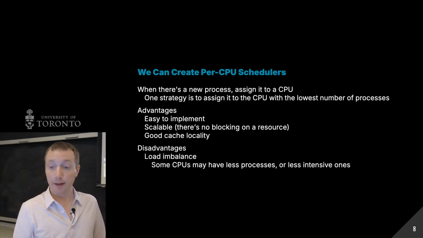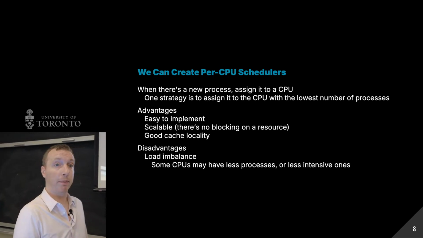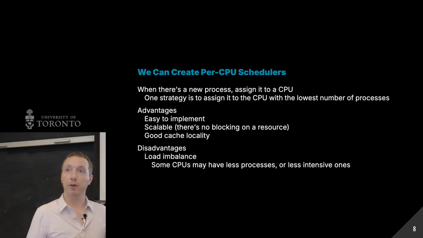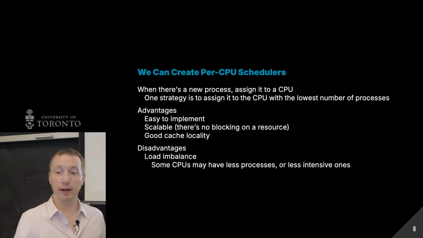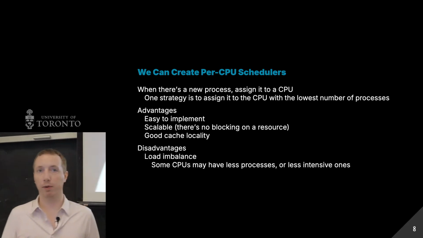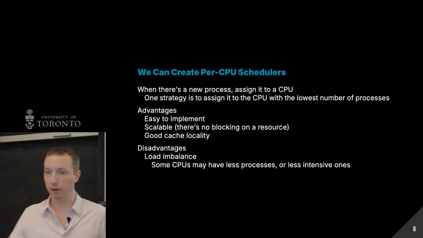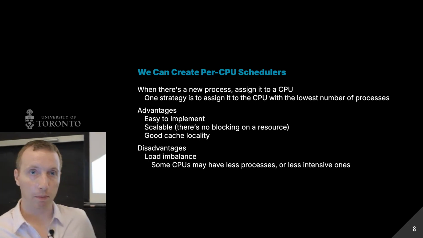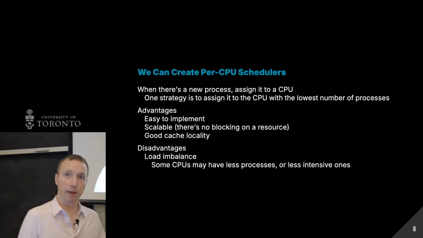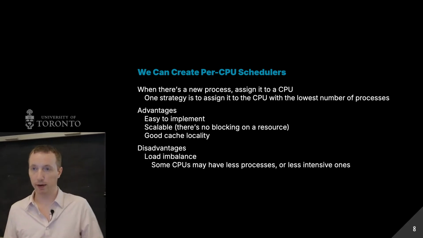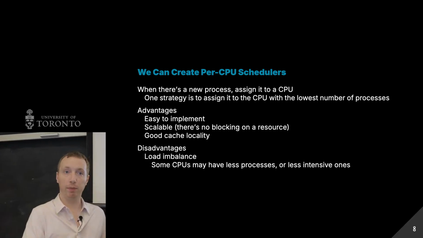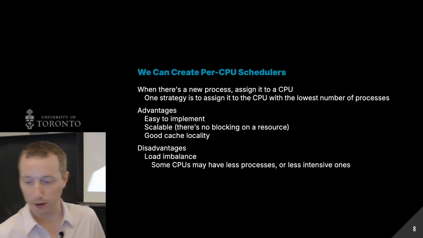So we could tweak this a little bit and create per CPU schedulers. Now whenever a new process comes in, we just assign it to a CPU, and then each CPU keeps track of its own round-robin queue, and it doesn't depend on any other CPU. So you have 4 cores. Each core is running round-robin. They each have their own queue of tasks. And then whenever a new process comes in, your only decision is what CPU this process should run on.